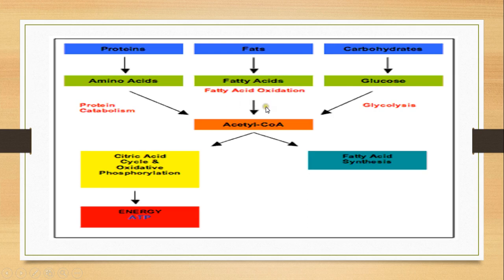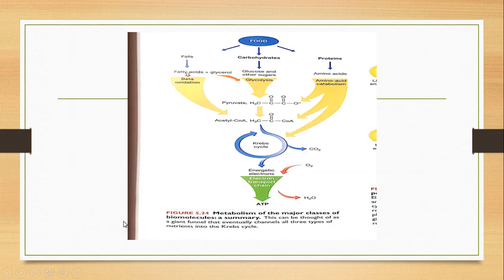All this glucose undergoes glycolysis, protein catabolism and fatty acid oxidation, and the resultant is acetyl CoA. This acetyl CoA undergoes the citric acid cycle, oxidative phosphorylation and the electron transport chain. Energy is created in the form of ATP, which is utilized by the bacterial cell for further processes.